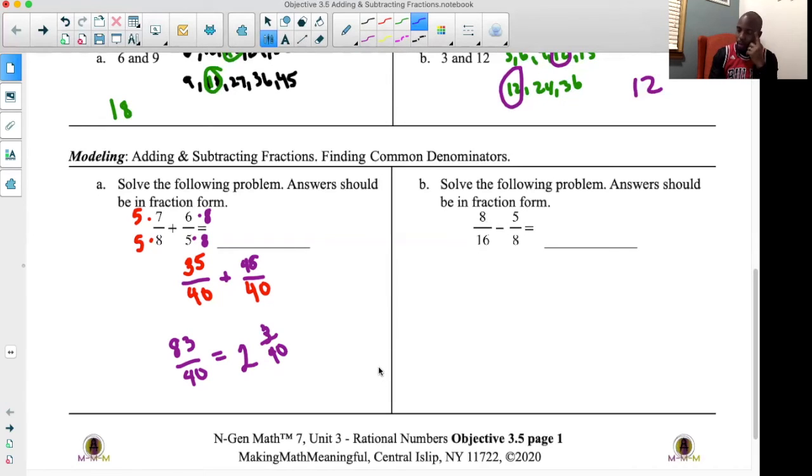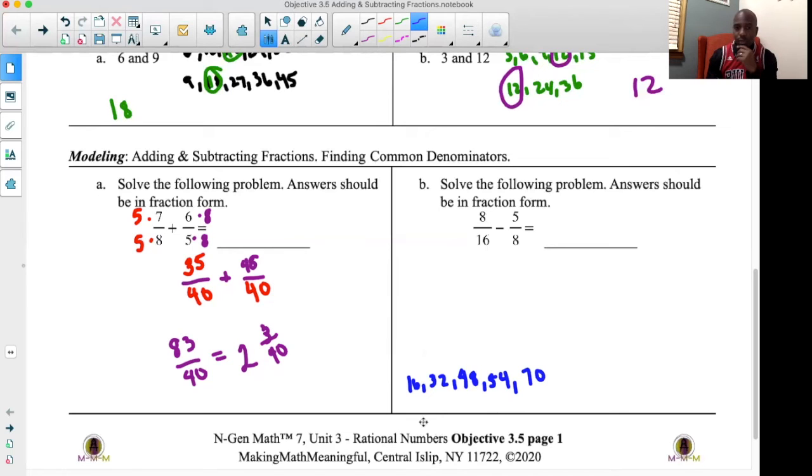So remember, when I add or subtract fractions, I need a common denominator. What is the common denominator here? So let's list the multiples of 16. 16, 32, 48, right? And I probably can go one more, to 64. These are multiples of 16.